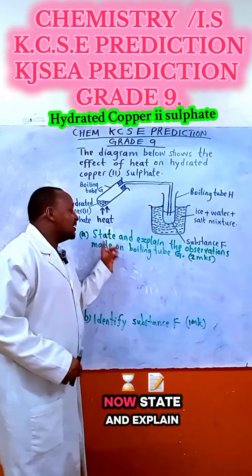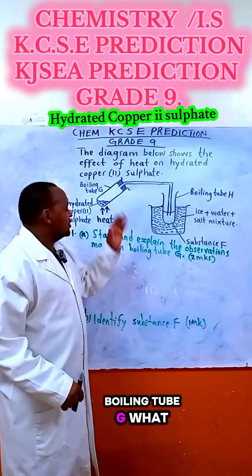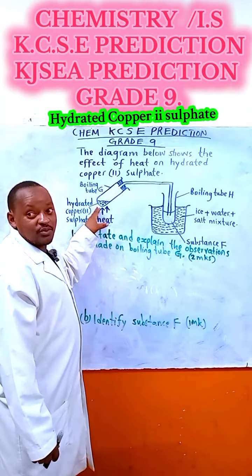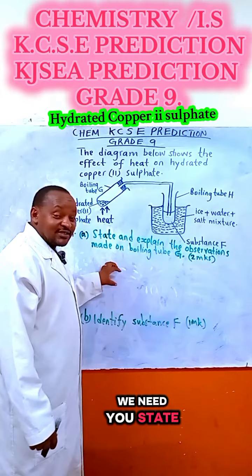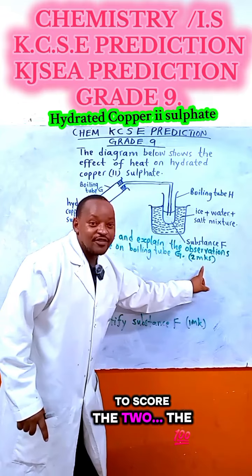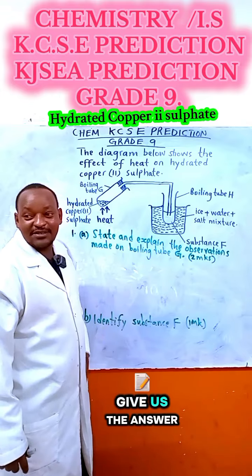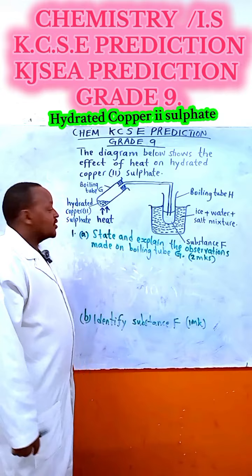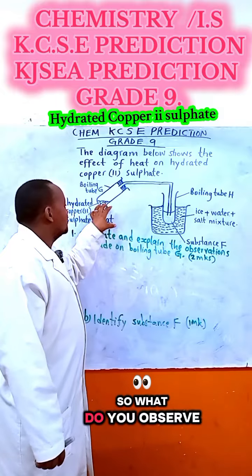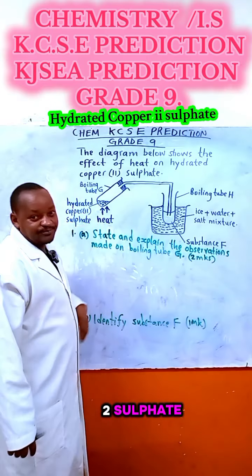Now, state and explain the observations made on boiling tube G. We need you to state, then you explain, for you to score the two marks. So, who can give us the answer? Assume you have done this in your laboratory. What did you observe after heating hydrated copper-2 sulfate?